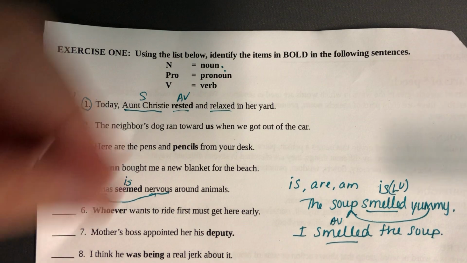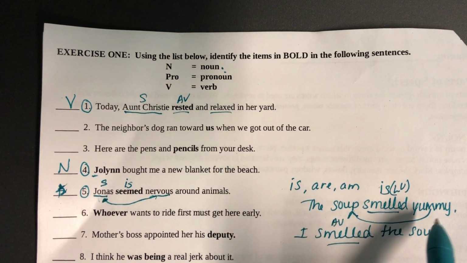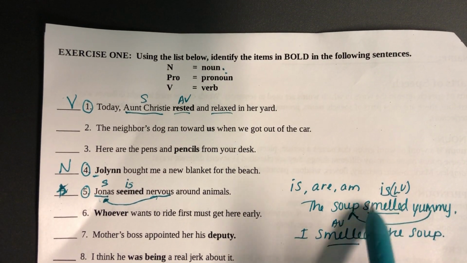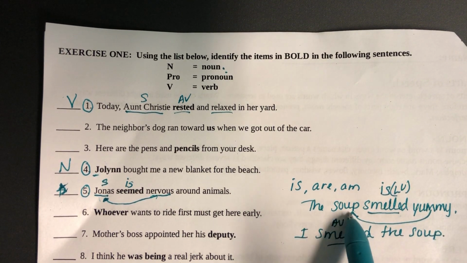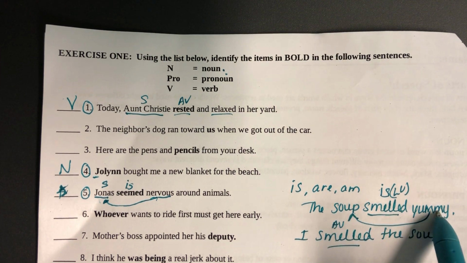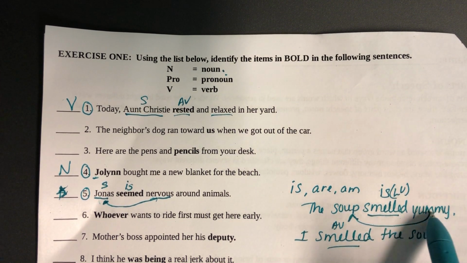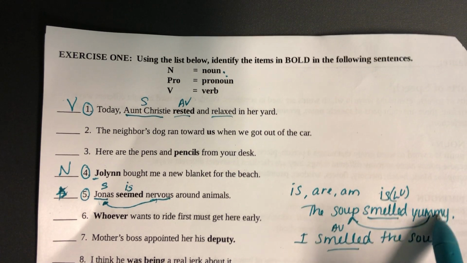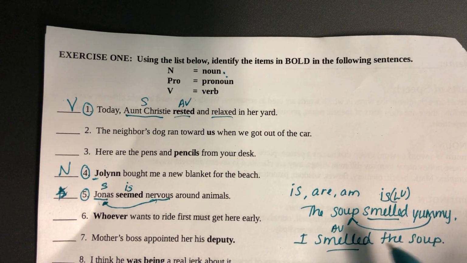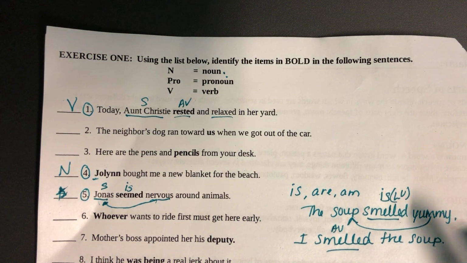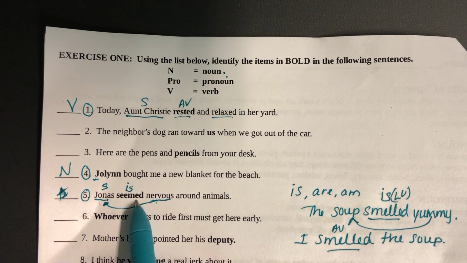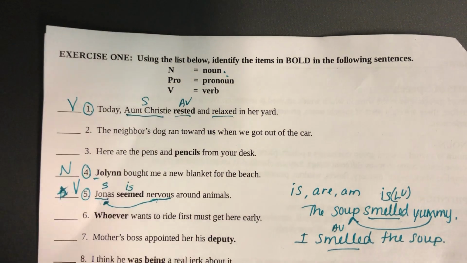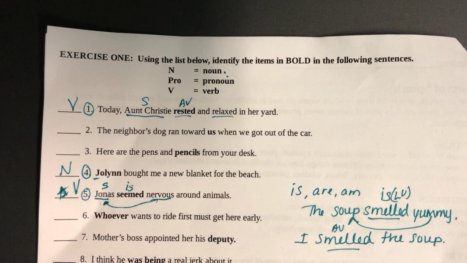Okay, and what linking truly means is this. A linking verb links your predicate, which is everything after the verb, to your subject. Subject is the soup. Yummy describes the soup. This is either going to describe or rename the soup. So if I said Zoe is a dancer, is would be the linking verb that connects Zoe and dancer. So that's why it's called linking verb. So in this case, nervous describes Jonas, and seemed is just what's connecting them. So it's a linking verb. You just have to put verb, but you will need to know the difference.